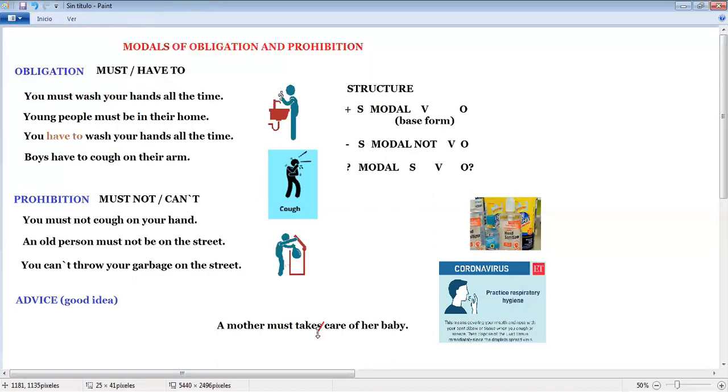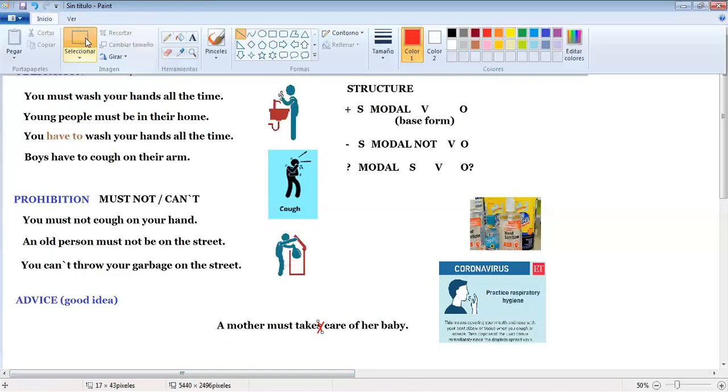Don't forget. Puede haber una oración que diga algo como esto. Takes care. Only take care. This is the base form. Boys have to. All right? Young people must. An old person must not be. All right? A mother must take care of her baby. Okay. Let's continue now, guys.